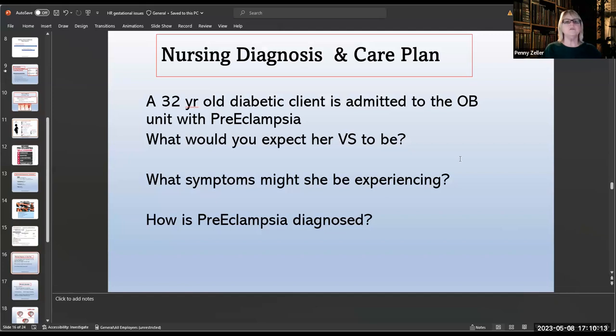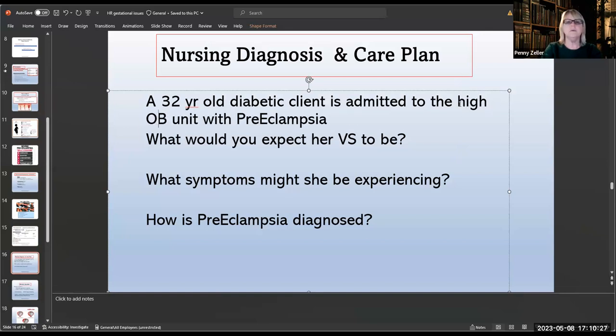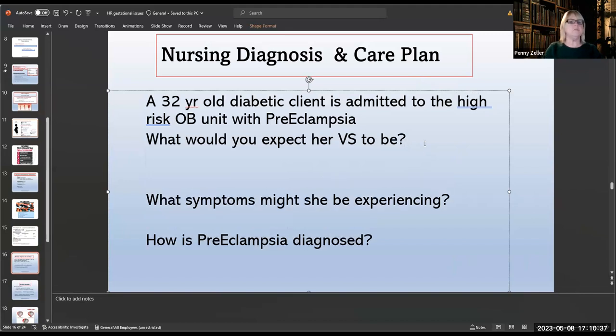Okay. So let's kind of put this together. I know it's a lot. So you have a 32-year-old diabetic client who's admitted to the OB unit, to the high-risk OB unit. I need to put that in there, don't I? Because she has to be monitored very carefully. High-risk OB unit with preeclampsia. Okay. What would her vital signs be? What would you expect her vital signs to be?